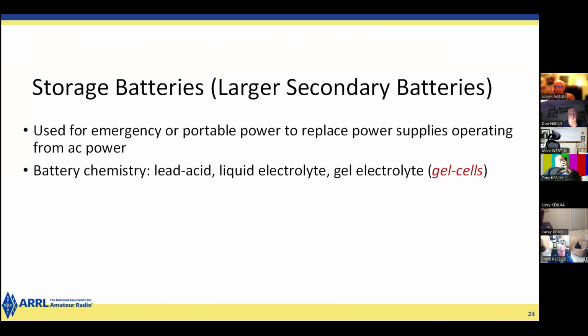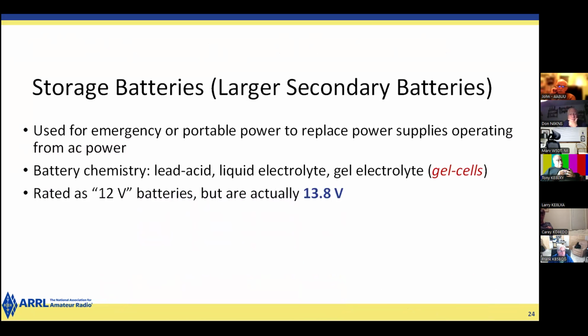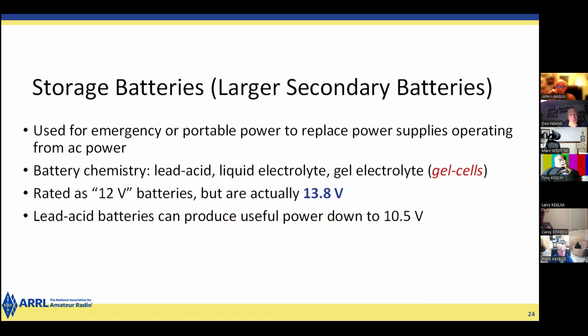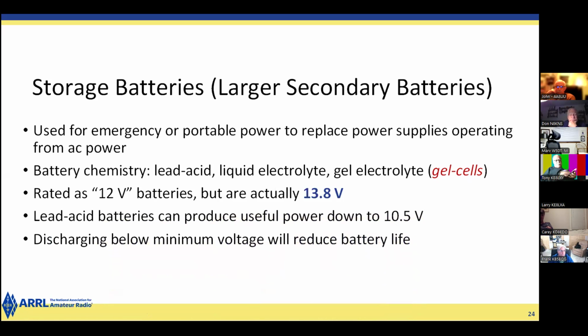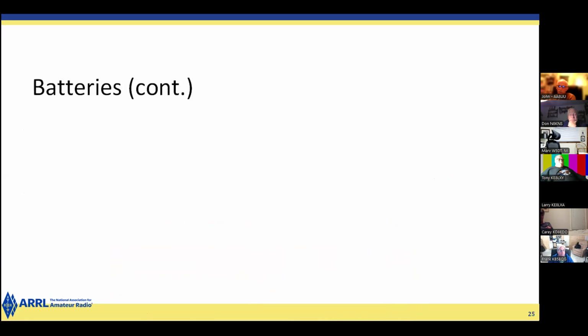Battery chemistry: lead acid, liquid electrolyte, gel electrolyte, gel cells. Rated as 12-volt batteries, but they are actually 13.8 when fully charged. Lead acid batteries can produce useful power down to 10.5. Discharging below minimum voltage will reduce battery life. And my only comment there is, what's really cool is if you let it go all the way down to 0 and hold it there for a couple of days, you'll never use that battery again.